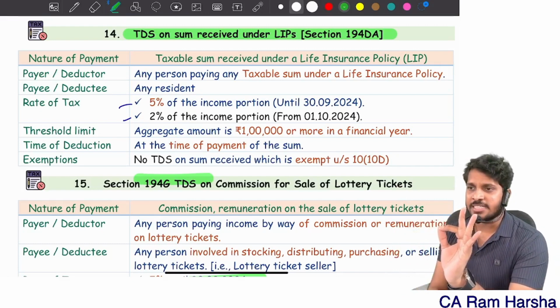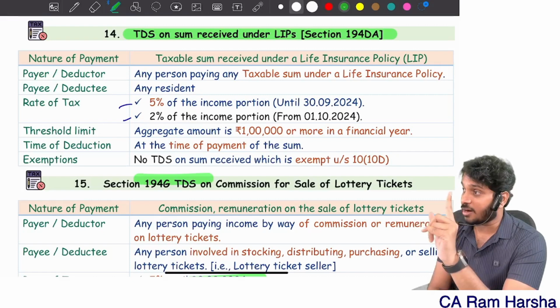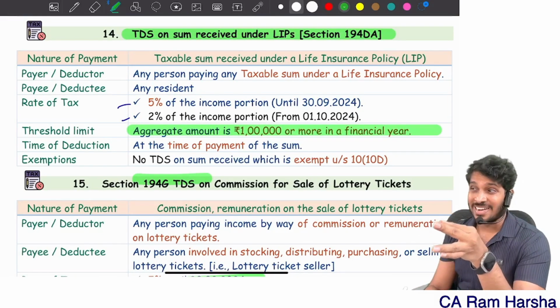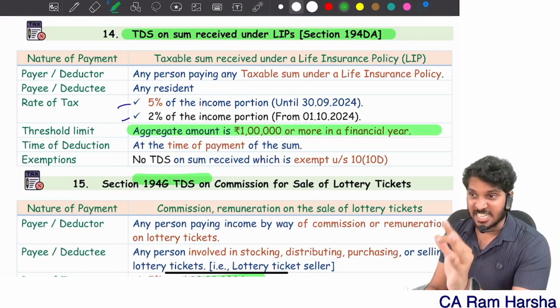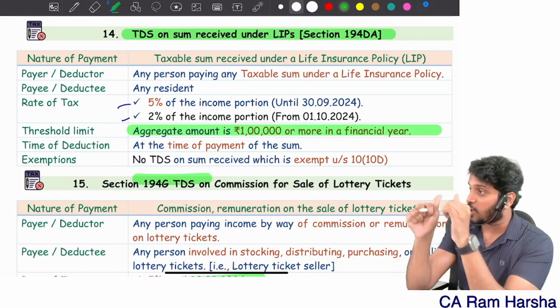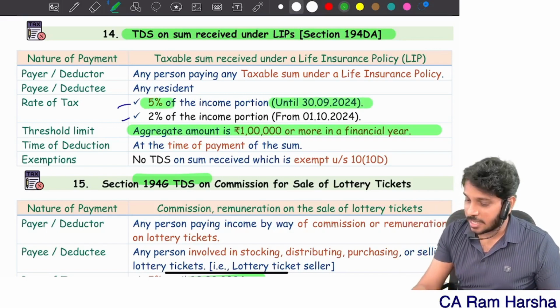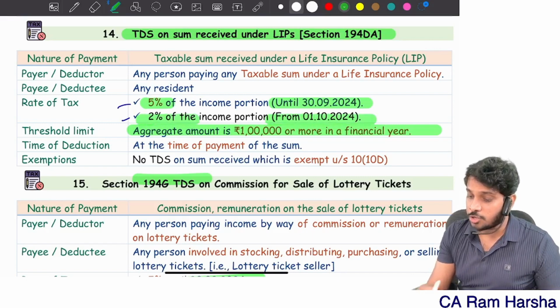They should deduct TDS under 194DA if the annual amount paid exceeds 1 lakh. If the annual amount paid is 1 lakh or more, the moment it touches 1 lakh, TDS will apply. At what rate? If the amount is paid up to 30th September, 5% TDS. If the amount is paid from 1st October, 2% TDS.